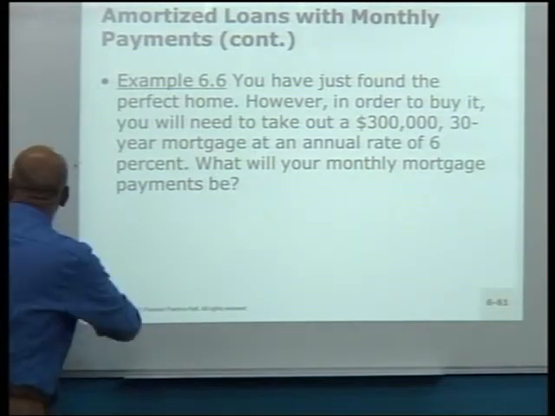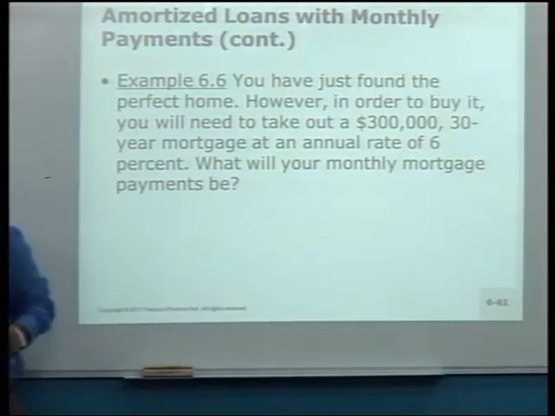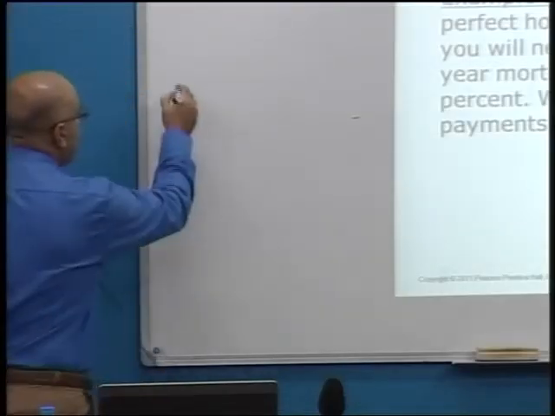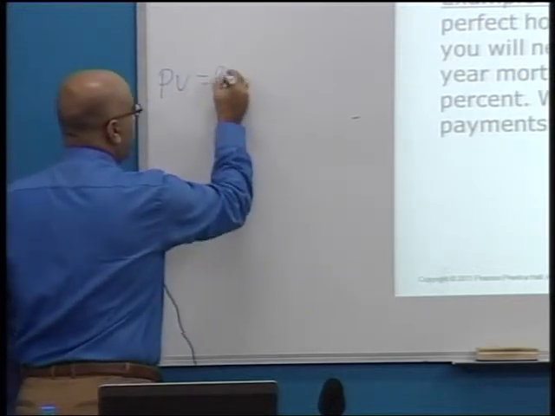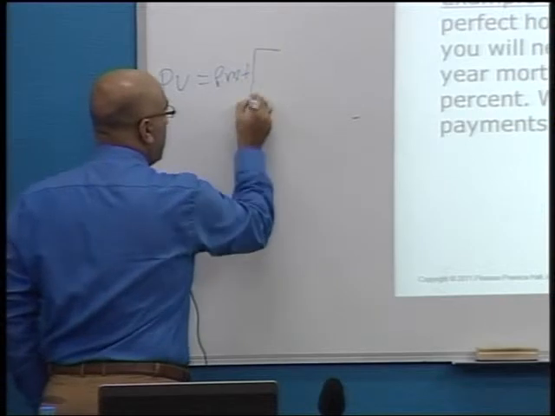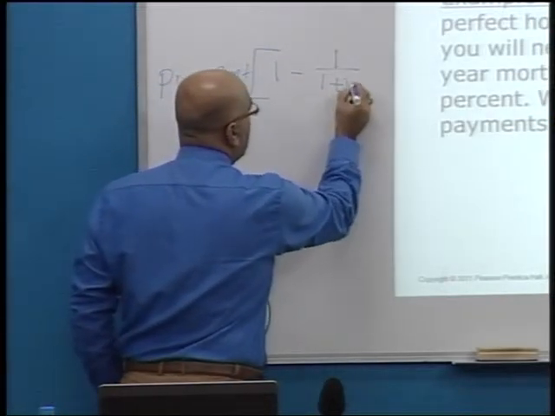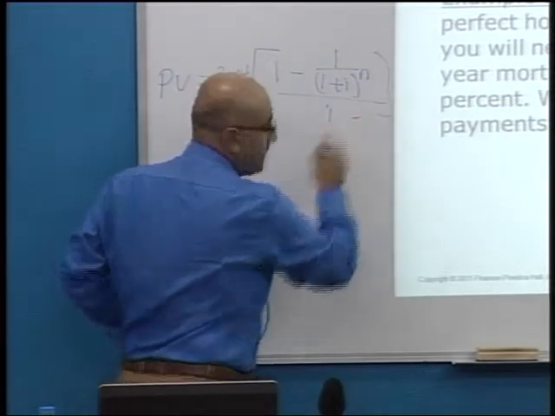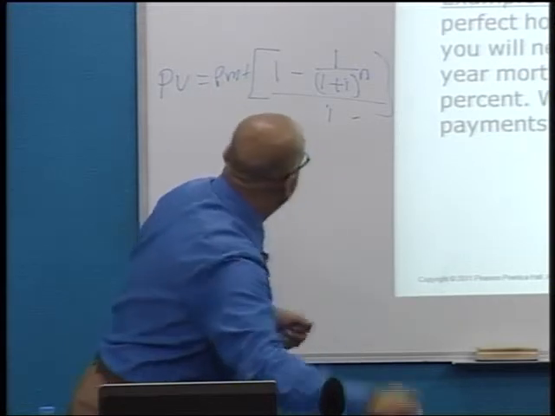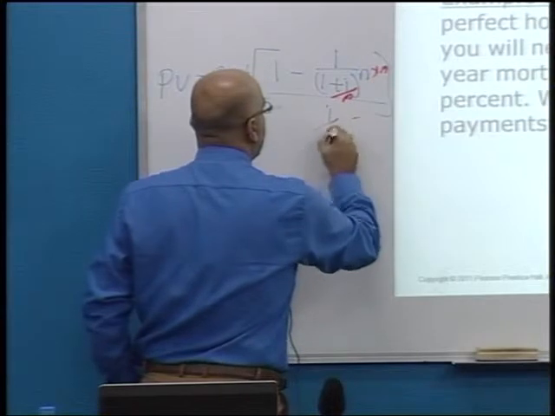So which equation will we apply? For the monthly payments, just to remind you, the present value is equal to payments times 1 minus 1 divided by 1 plus I raised to the power n, divided by I. Okay? And we divide I by m and multiply n by m.